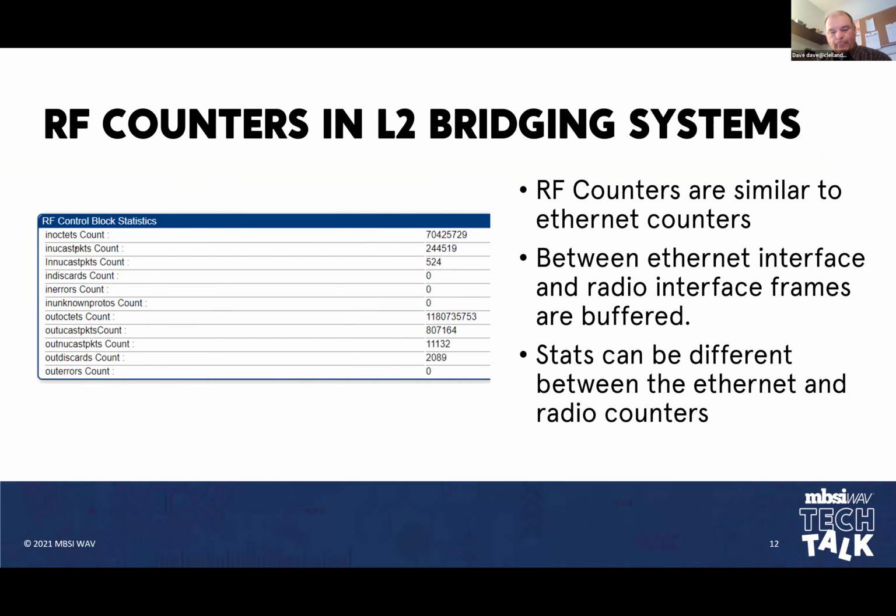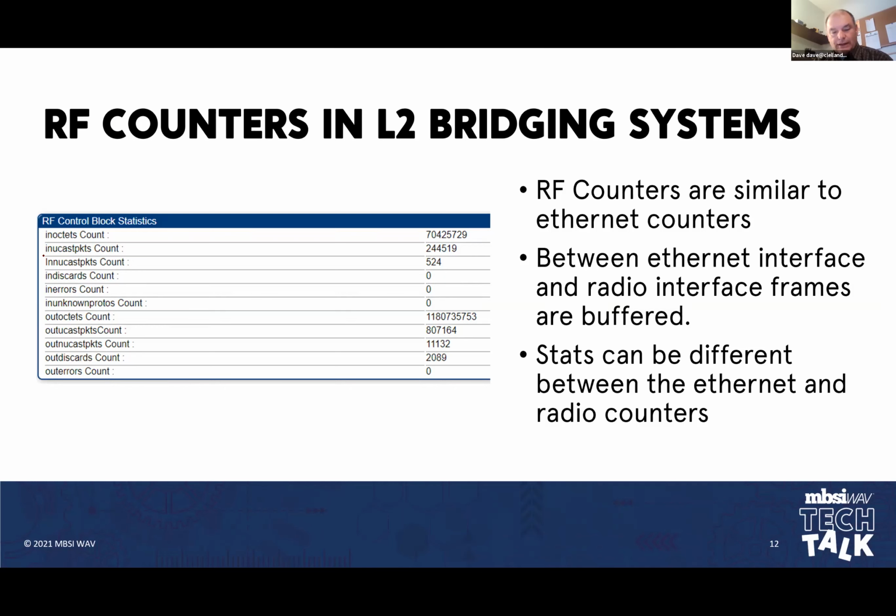All right. Let me go to the radio now. So I'm looking at the counters on the other side now, my RF interface. And so in the case of Cambium stuff here, I've got the same values. I've got in octets, unicast packets and non-unicast packets. That was what that term was that I couldn't read.